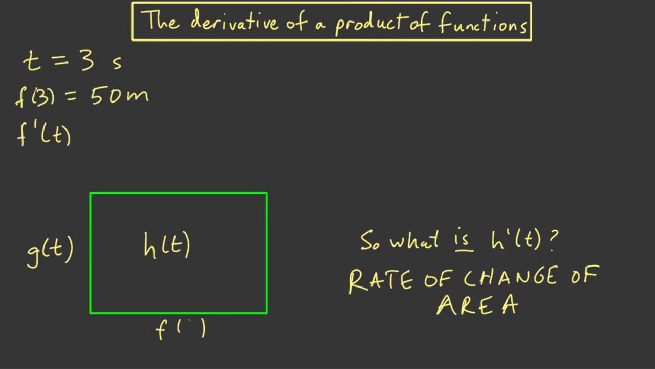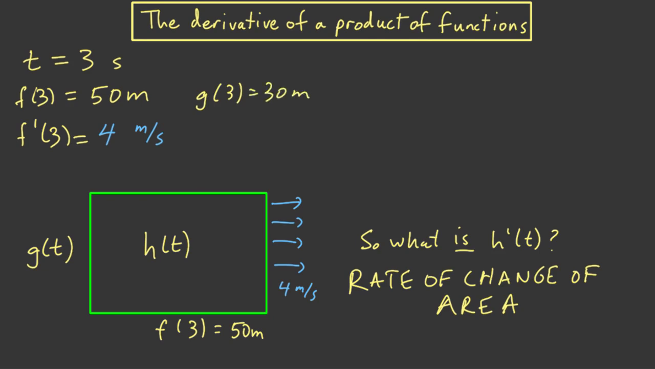So f of 3, that's the width. That's going to be 50 meters down here. And then we have an f prime. So let's say that f prime of 3 is 4 meters per second. So what that means is that this width is increasing. So maybe this right edge of this rectangle is moving to the right at this rate of 4 meters per second. Okay? Now, we also have g to deal with, so let's say that g of 3 is 30 meters.